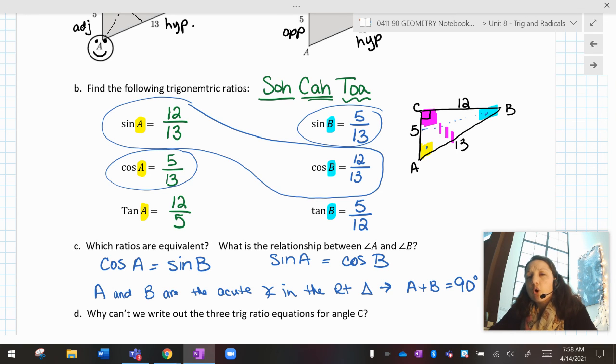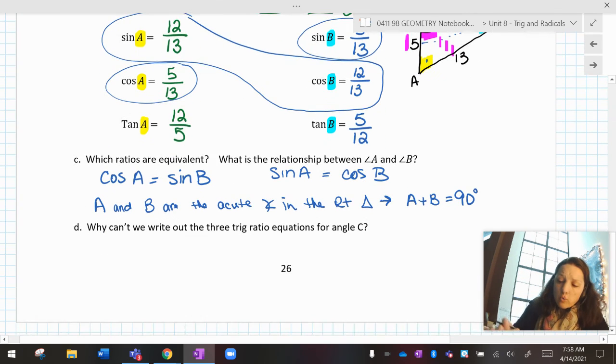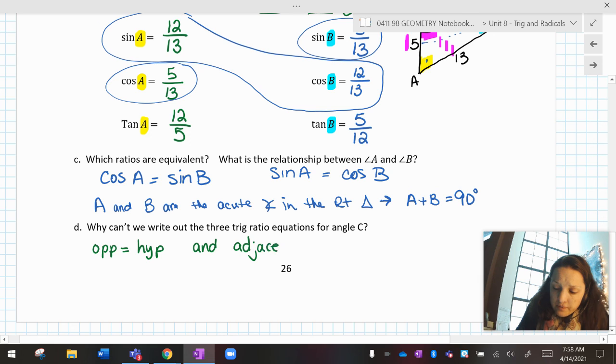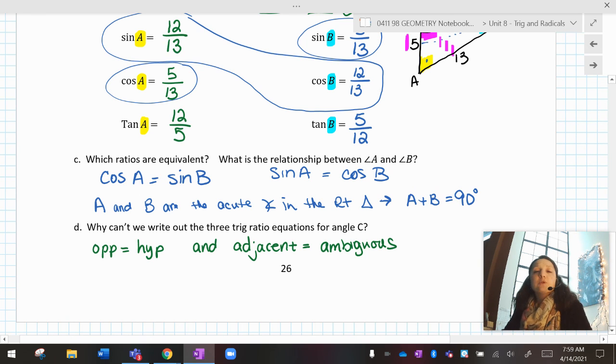And then if I tried to do cosine C, I'd have to figure out the adjacent side. Well, adjacent means next to, but not the hypotenuse. How would I choose what's the adjacent? 5 and 12 are both the adjacent, and everything just crumbles. So why don't we write out the trig ratios for tan C? It's because at that point, opposite would equal hypotenuse, and adjacent is ambiguous. I don't know which one it is. I need more information. So you will never see us write out SOH CAH TOA ratios for the right angle.